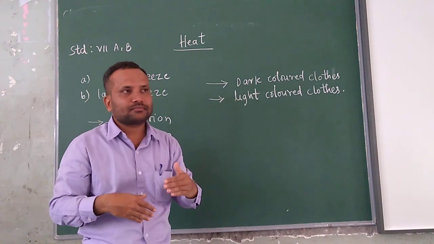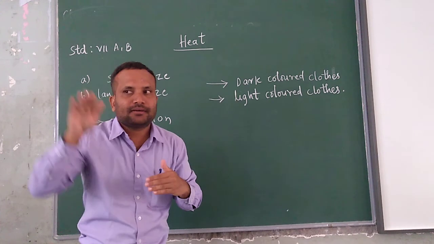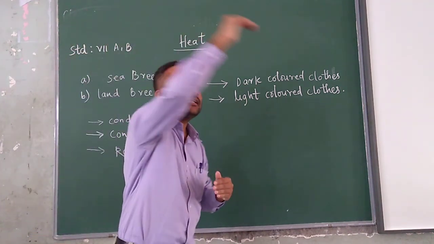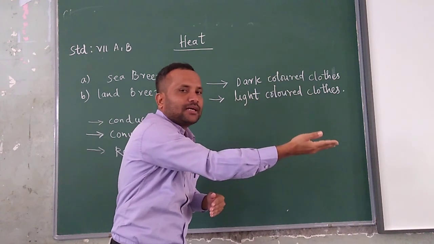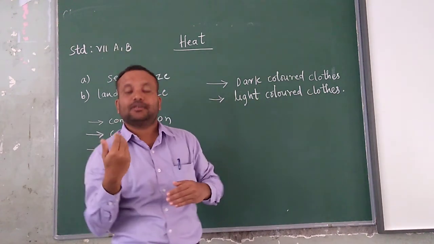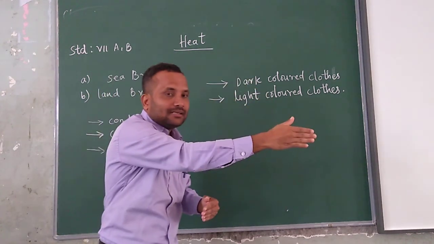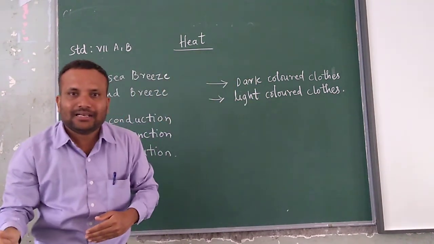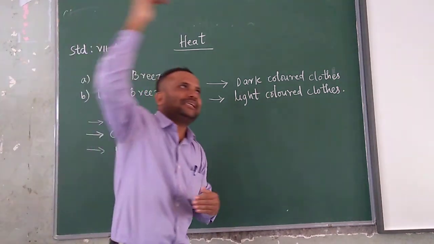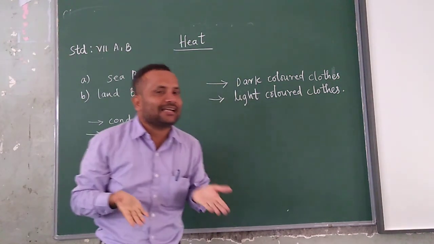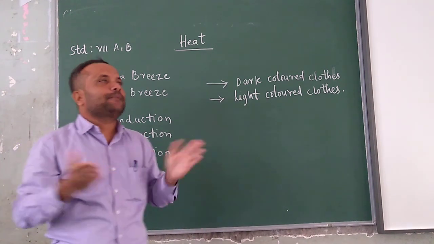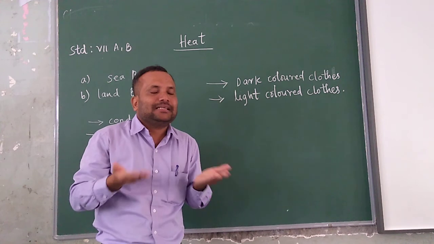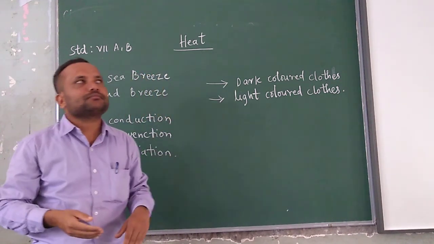Yes, children. Daytime, what happens? From the land, hot air will go towards the sea. Cold air will come from sea to land. During night, from the sea we get hot air, and from the land cold air will go towards the sea. This is a continuous cycle in nature. This is how wind takes place in the atmosphere.